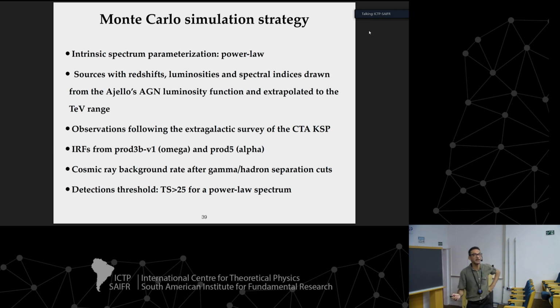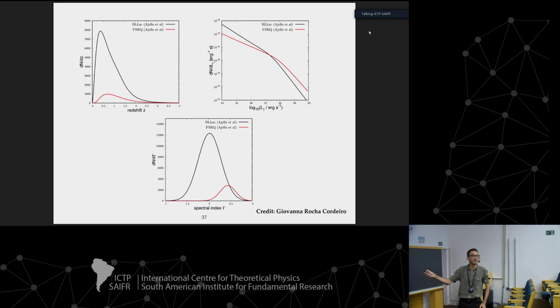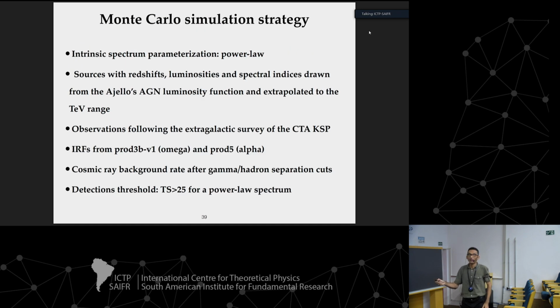In this Monte Carlo simulation, the intrinsic parameters of the blazars will be sampled from these distributions here, okay? We will assume that the intrinsic spectrum is basically a power law in this analysis. So the redshift, the luminosities, and the spectral indexes will be sampled from the distributions that I've just shown. Then we will observe these sources with CTA, okay? In particular, we're going to use the Extragalactic Survey, which is a key science project inside CTA, basically a very uniform scan of the extragalactic sky, exactly to determine the parameters of the luminosity function.